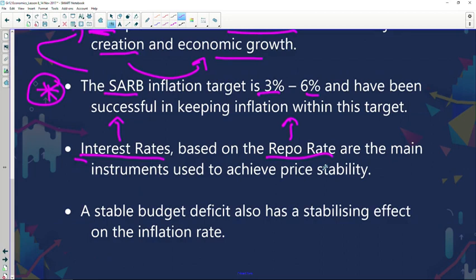Okay, so we know that there's that important interaction between the commercial banks and the South African Reserve Bank in making sure that prices are stable. And the repo rate, that's the percentage that is charged by the Reserve Bank to commercial banks when they approach the central bank for loans, or they want to access certain funds because they are running short.